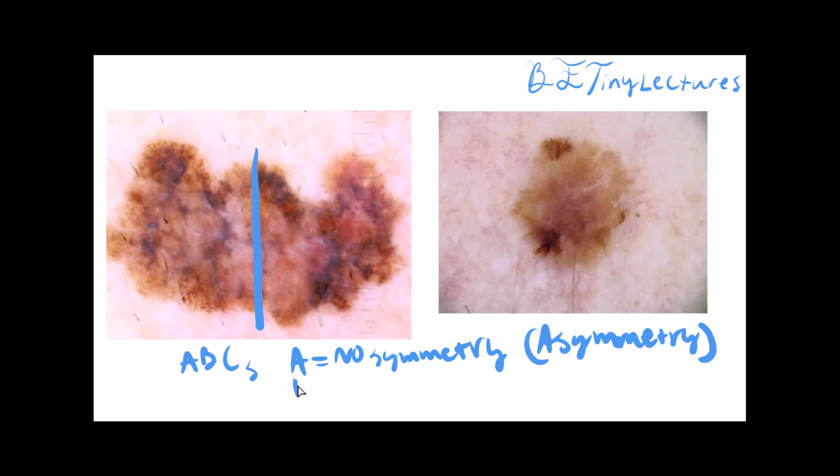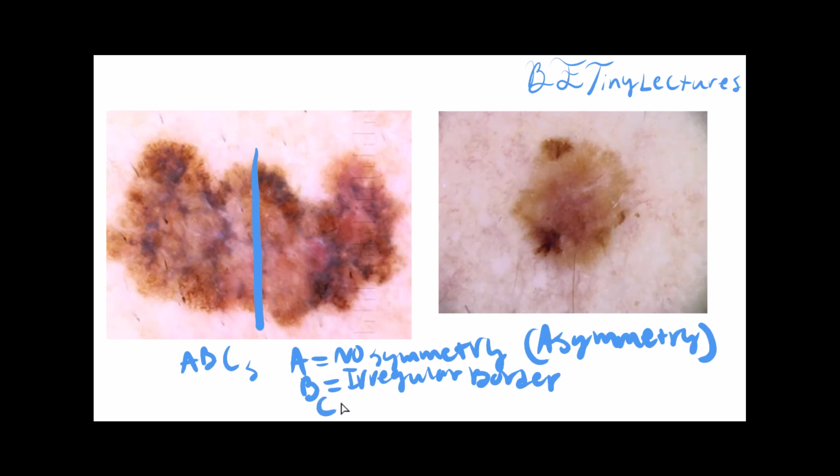Now the B means the borders. So we have irregular borders. Notice that this lesion doesn't really have a nice shape to it. You can't say, oh, that's a rectangle, or that's a triangle, or that's a circle. It's no really good shape for the lesion. So there's no really good borders right there.